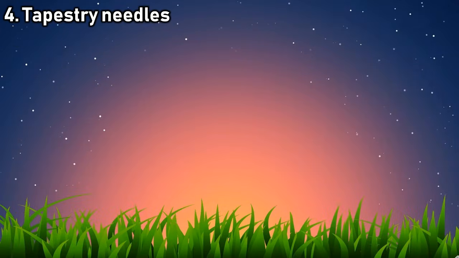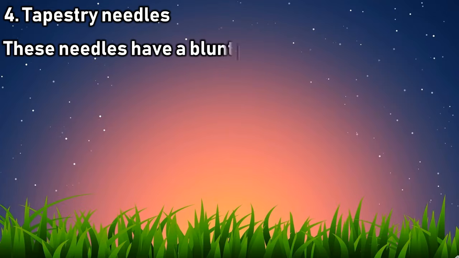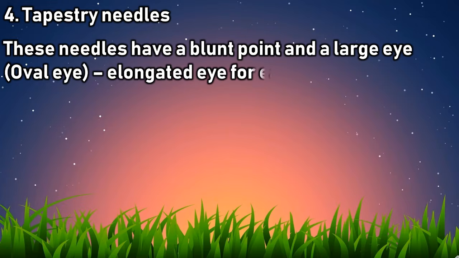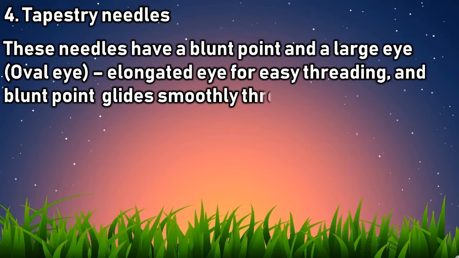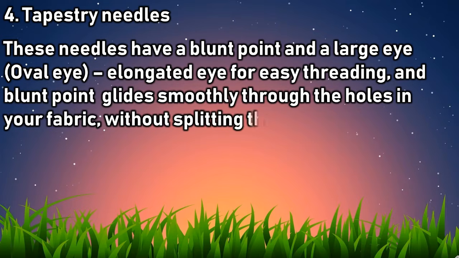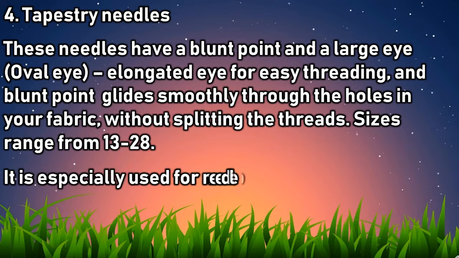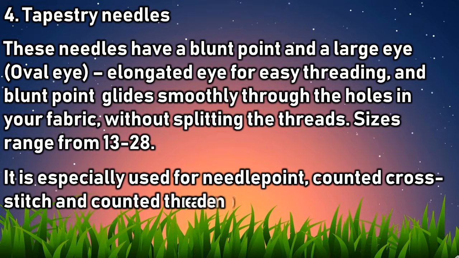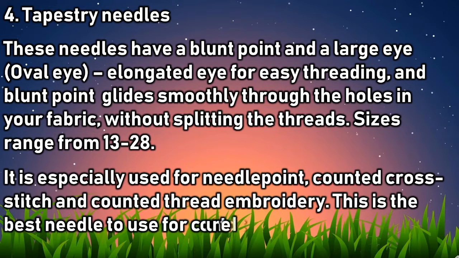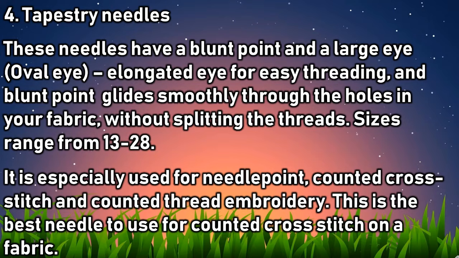Four. Tapestry needles. These needles have a blunt point and a large, oval, elongated eye for easy threading, and the blunt point glides smoothly through the holes in your fabric, without splitting the threads. Sizes range from 13 to 28. It is especially used for needlepoint, counted cross stitch and counted thread embroidery. This is the best needle to use for counted cross stitch on a fabric.